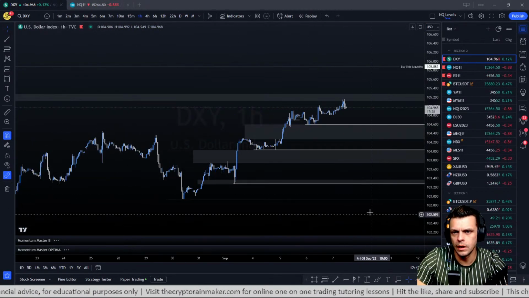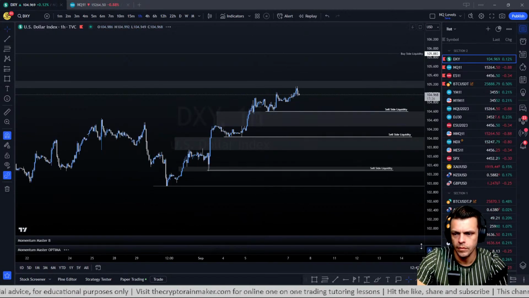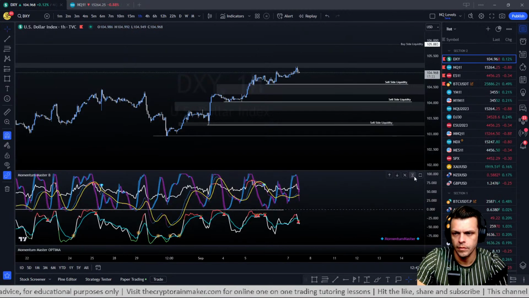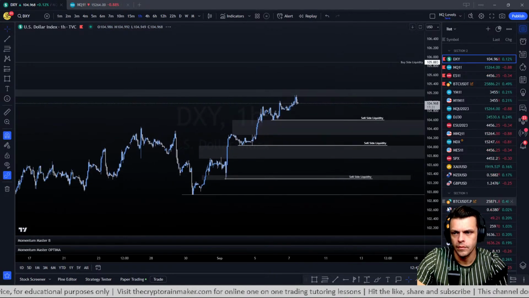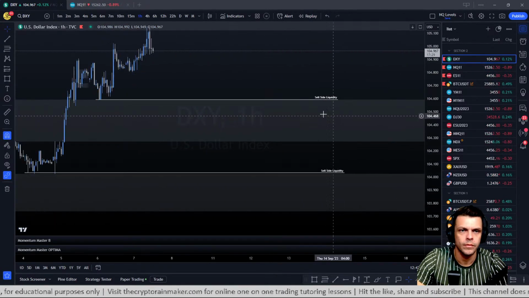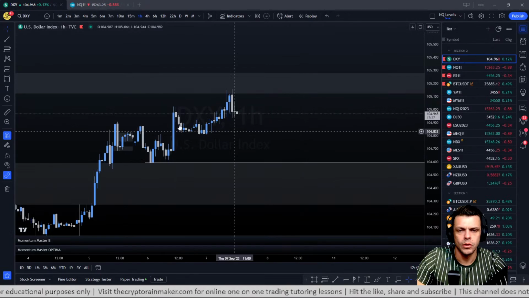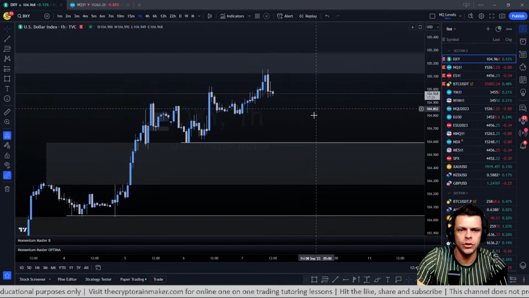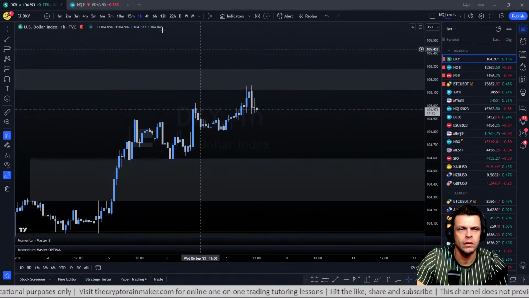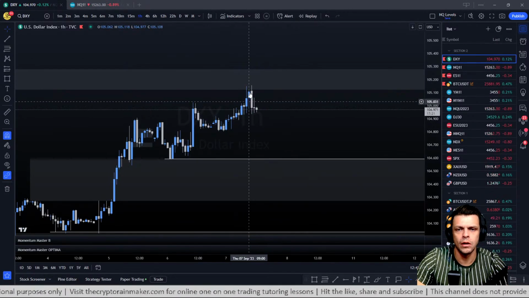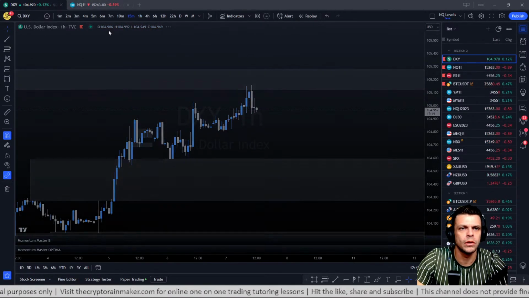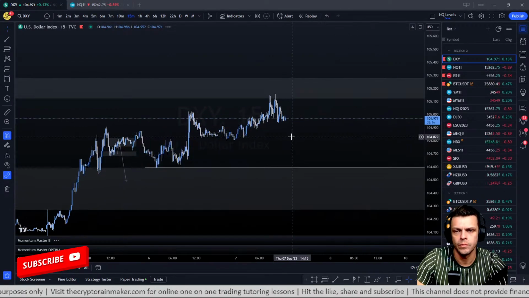We'll look at the 1 hour. Okay, so we can't see any market structure shift on the 1 hour yet, and not any sign of bearish order flow. So let's go to the 15-minute.